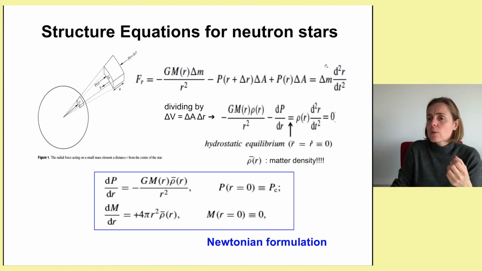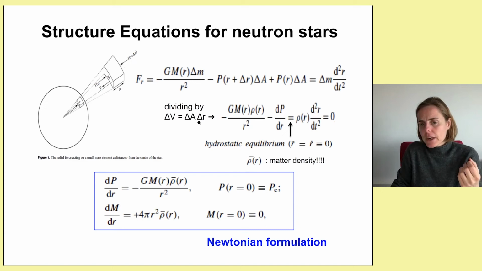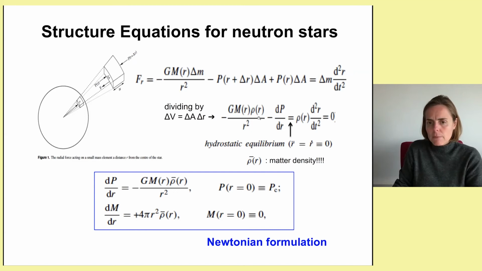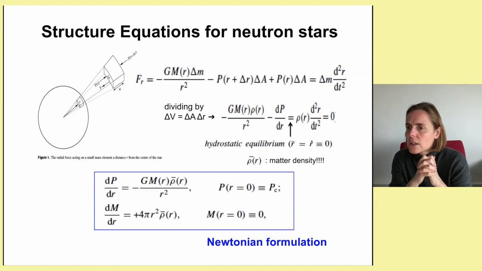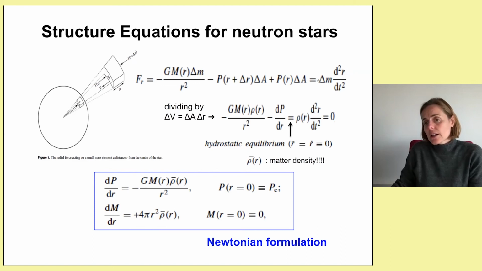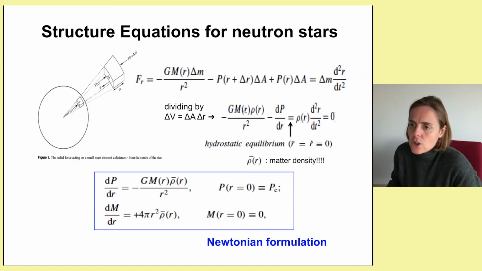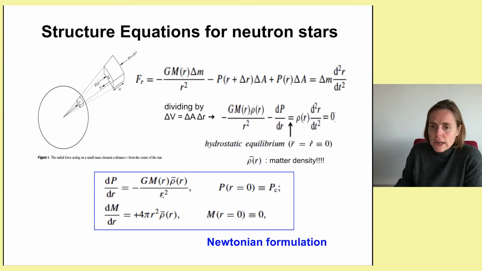Now, if you divide by the area, the pressure times the area, then you get again this part of the gravity, and then this derivative of pressure with respect to the radius. I'm thinking of something spherically symmetric. If it's in hydrostatic equilibrium, it means the acceleration is zero. These two terms compensate each other. So at the end, you get these two relations.